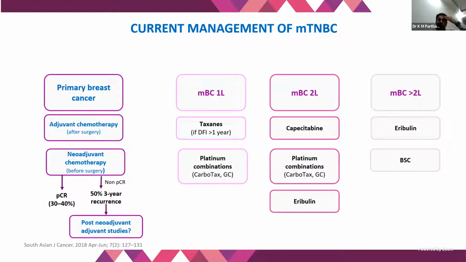Now there are antibody drug conjugates, and like that, first line as well as second lines are getting changed. That we are going to talk about.